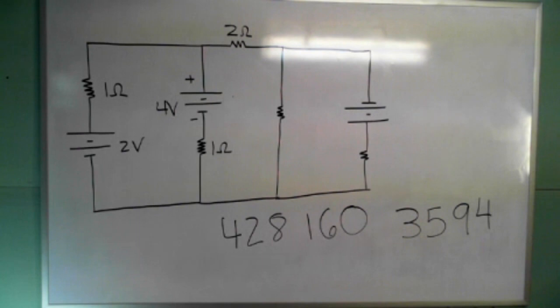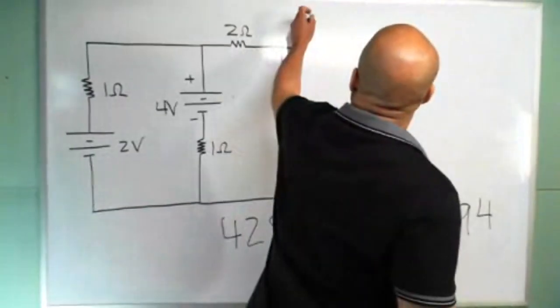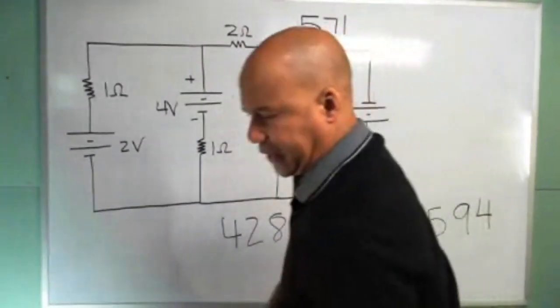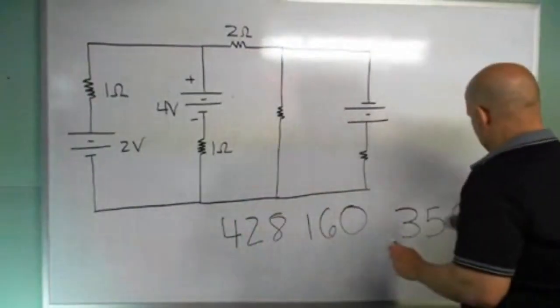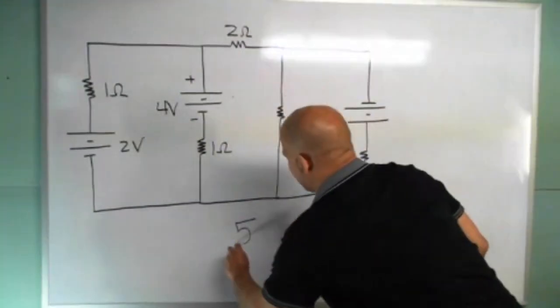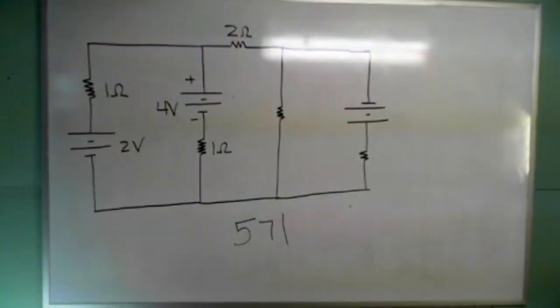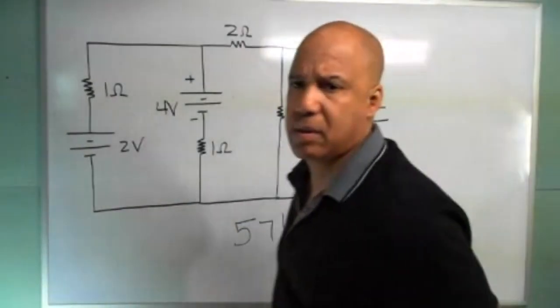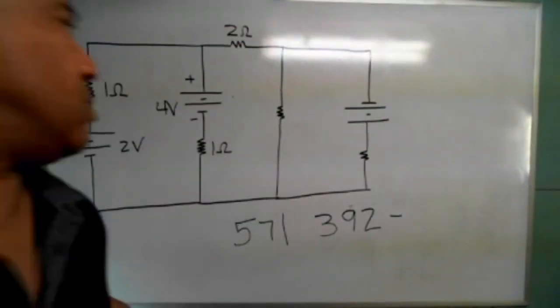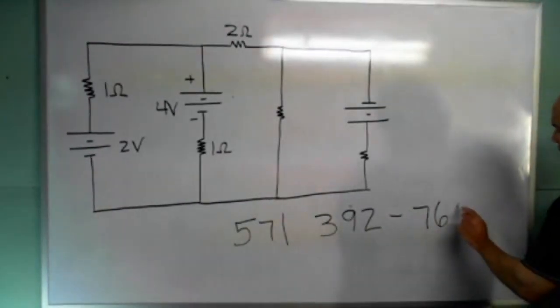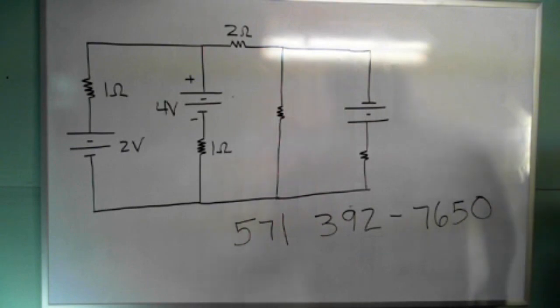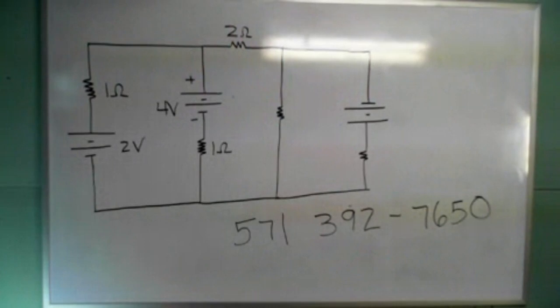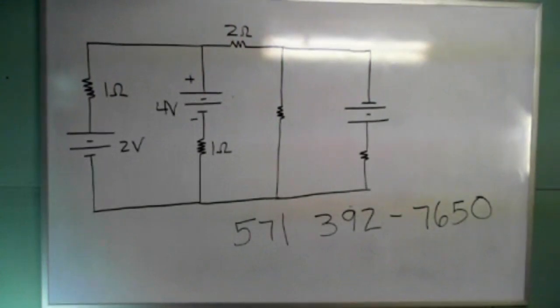428. Make sure you got the right number. I got 571, 392, 7650. So make sure this is the number he's calling with that other pin. That's what I'm seeing on my blackboard. So if he still can't get in with that number and that pin, he might have some other kind of issue.